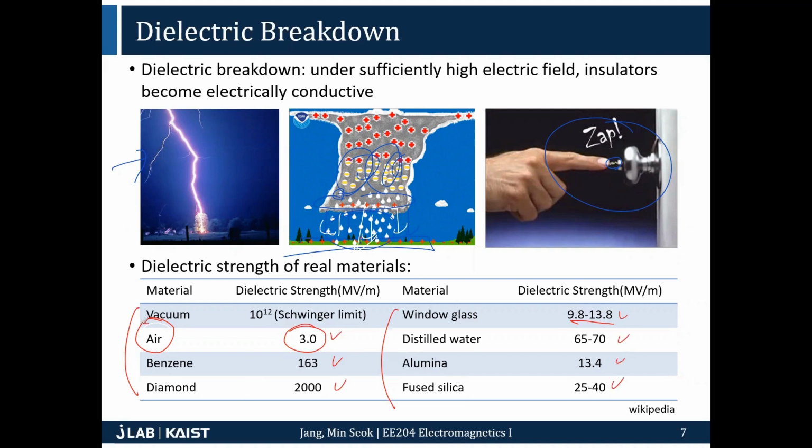Okay. And in terms of vacuum, you probably feel this is very strange because vacuum means there's nothing, right? So there's nothing, but somehow if you apply an extremely large electric field, current flows. How come this is possible? Because there's nothing, right? So nothing to break down.